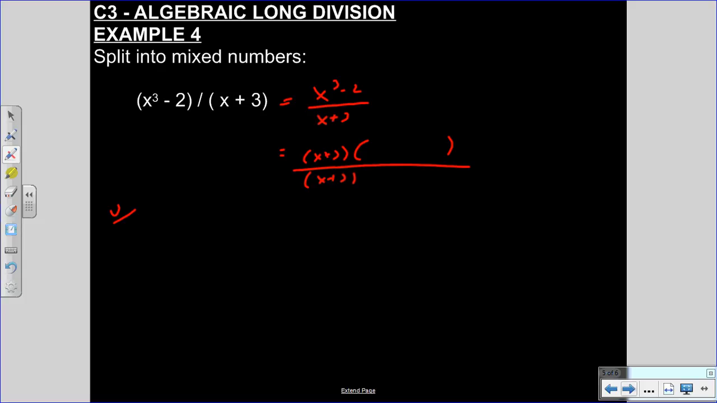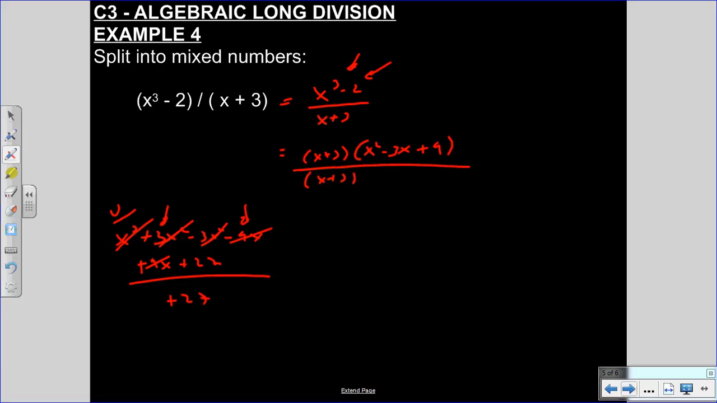So what do we need to times x by to get x cubed? Well, we need to times by x squared. So if we multiply that out, x cubed plus 3x squared. x cubed sorted. Here I've got plus 3x squared, here I've got no 3x squared. So I need to times x by minus 3x to get rid of that 3x squared. Multiply that out, minus 3x squared, take 9x, bang, bang, cancel. Here I've got minus 9x, here I've got no 9x, so I need to plus 9. Multiply that out, plus 9x, plus 27, cancel, cancel, done. And I'm left with plus 27. Here I've got minus 2 though, so I need to minus 29.